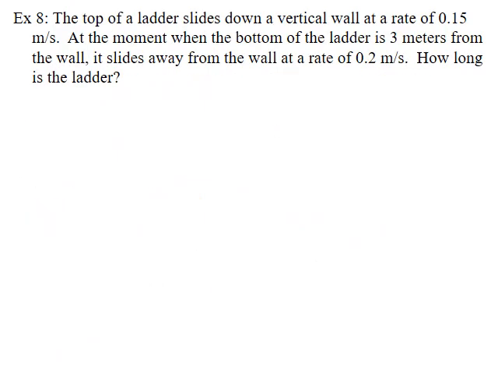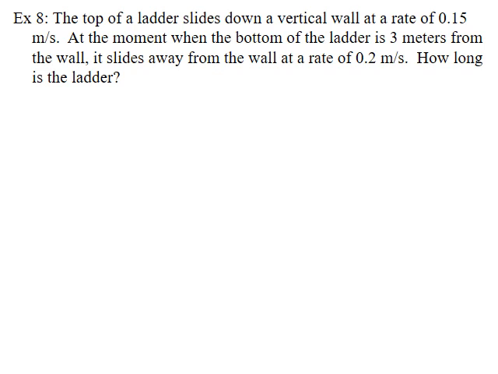Oh, there is another problem. Sorry. So one more ladder problem. So last problem for related rates, and then we'll move into a lot shorter section to wrap up this video. So example number 8. The top of a ladder slides down a vertical wall at a rate of 0.15 meters per second. At the moment when the bottom of the ladder is 3 meters from the wall, it slides away from the wall at a rate of 0.2 meters per second. The question is, how long is that ladder?